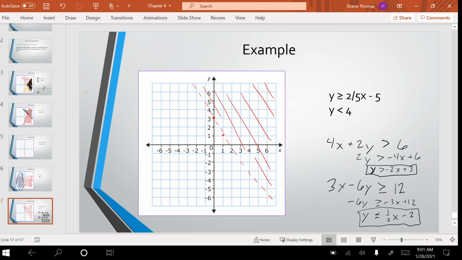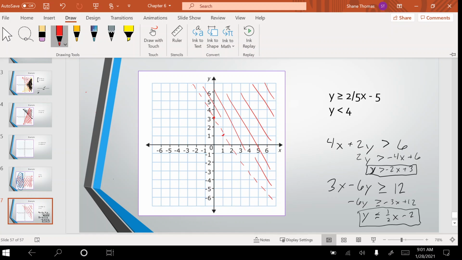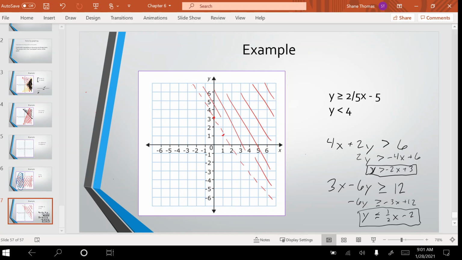Okay. Second one. This one we're at negative 2. Slope of 1/2, up 1 over 2. Solid or dotted? This one's solid. Okay, shading above or below? Below. So we don't have a whole heck of a lot of overlap, do we? Just this section kind of right here.